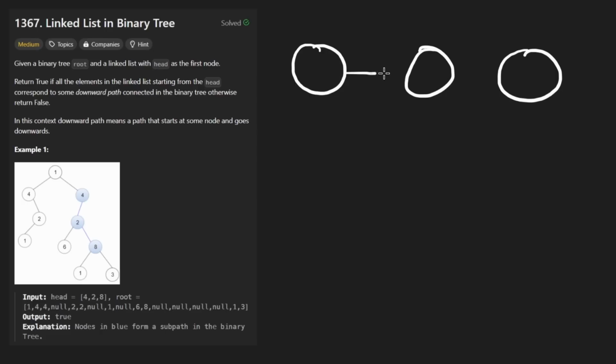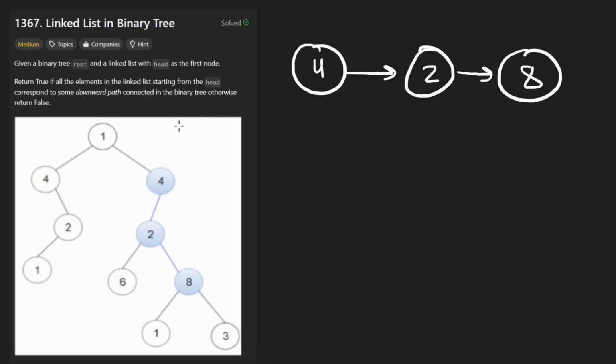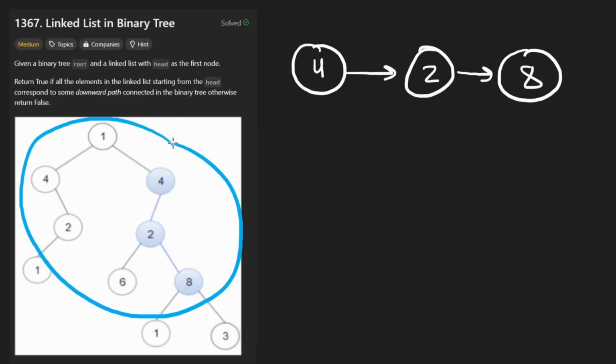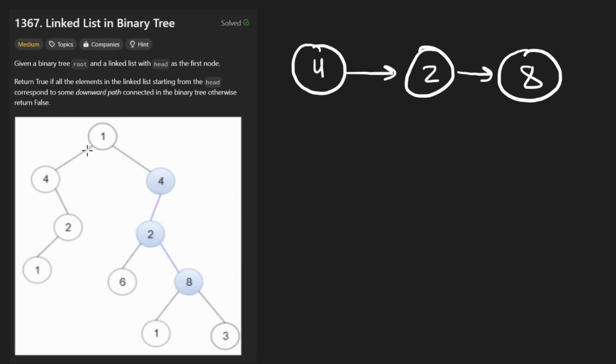In this example, we're actually given a linked list as one of the parameters. It's going to look like this. We're also given a binary tree, which they've already given us a picture of. What we want to know is, is there a path within this tree that doesn't necessarily start at the root? It could start at any node in the tree. Is there a path that goes downwards?